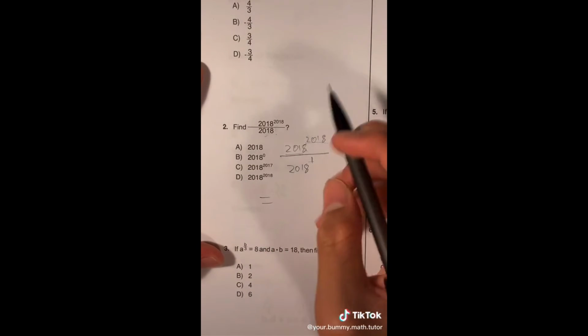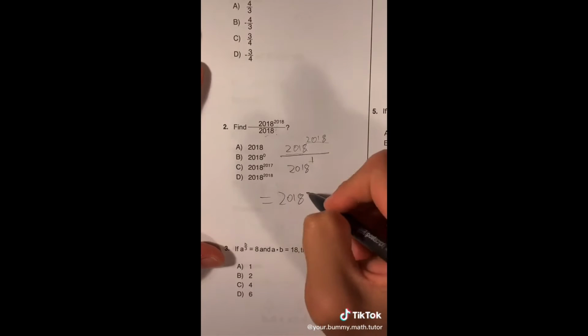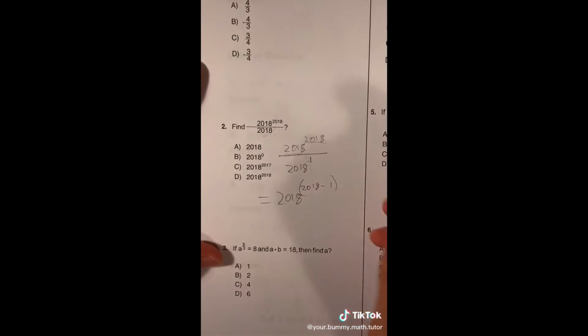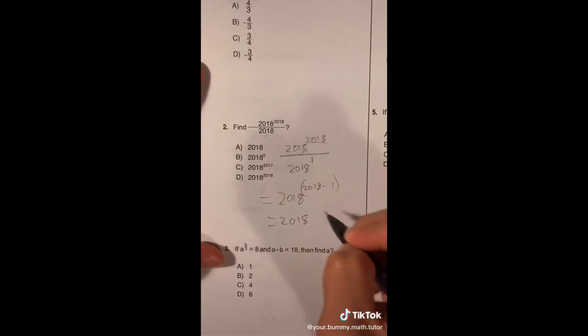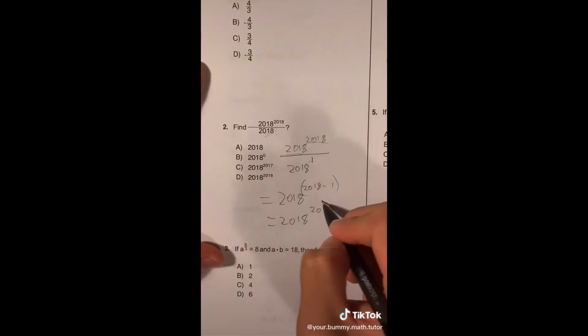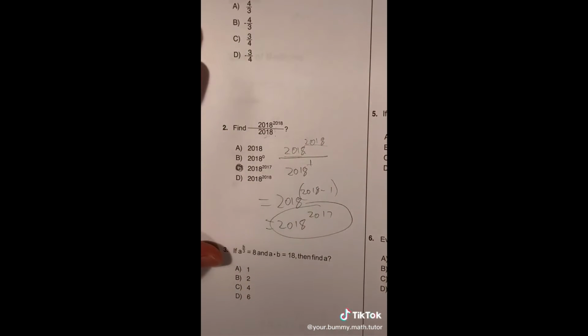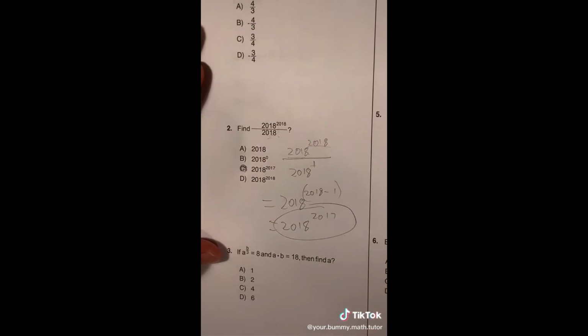So this is essentially equal to 2018 to the 2018 minus 1, right? And what is 2018 minus 1? That's equal to 2018 to the 2017 power, meaning our answer is going to be C. So this question looks complicated, but it's actually super easy.